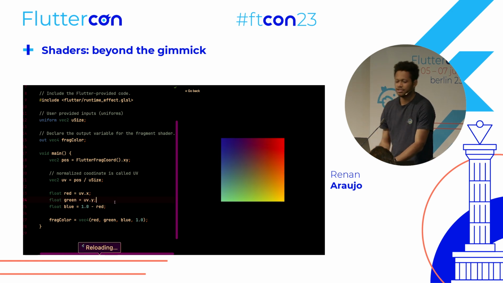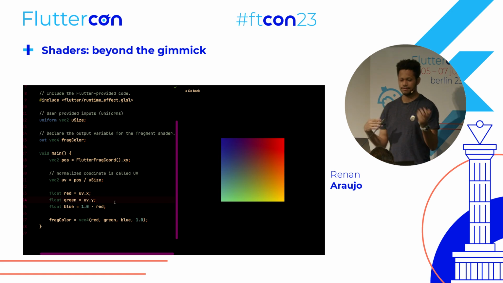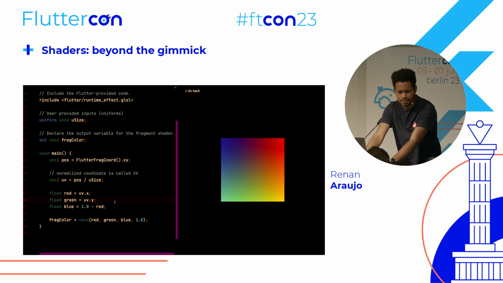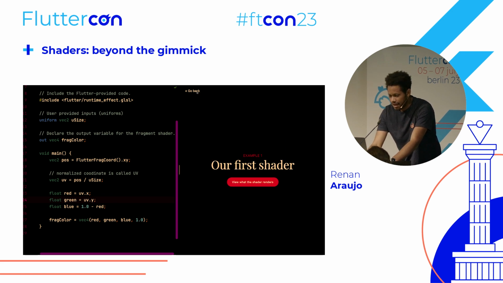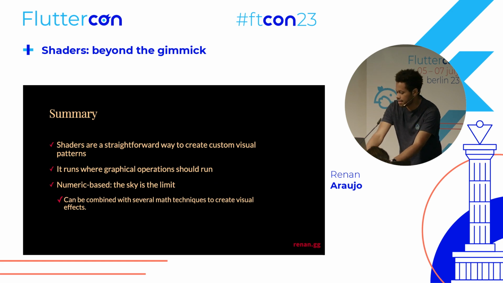So for example, we can just change how the color is calculated by switching some values. And by the way, as you've seen, we have hot reload on GLSL now, in Flutter. It's quite interesting. And okay, so this is a very basic example.